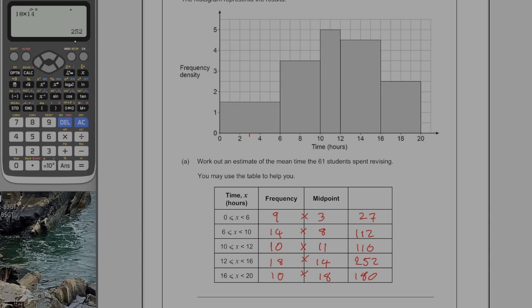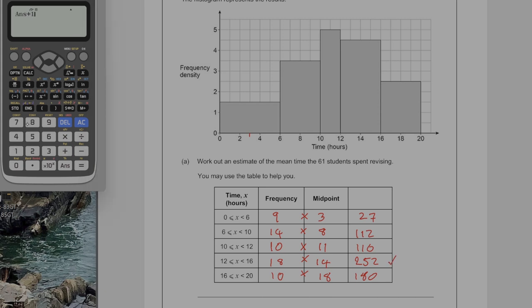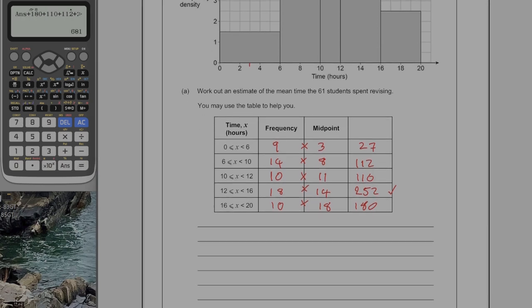So we're going to add those values together. So 180 plus 110 plus 112 plus 27, plus the 252, gives us a total of 681.